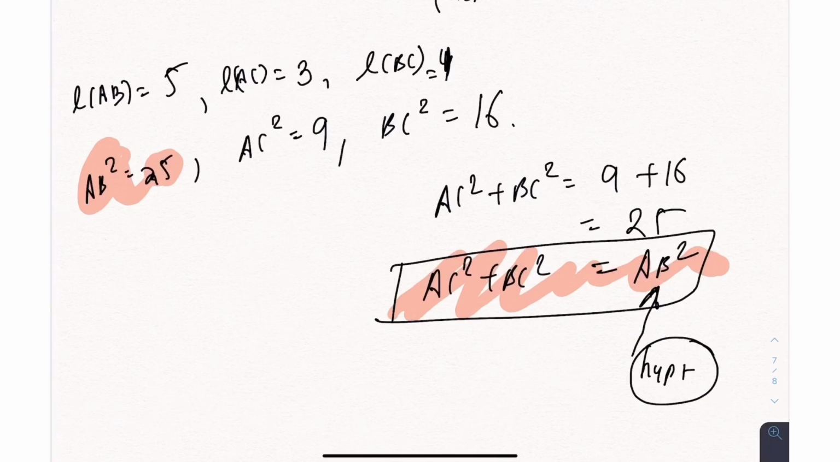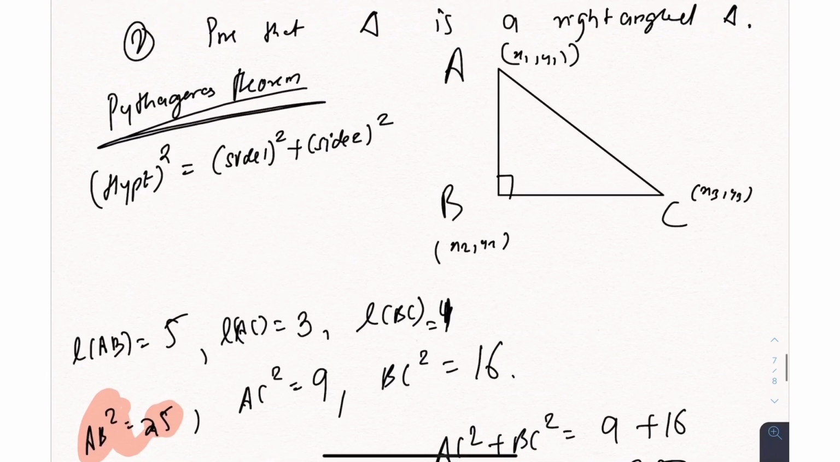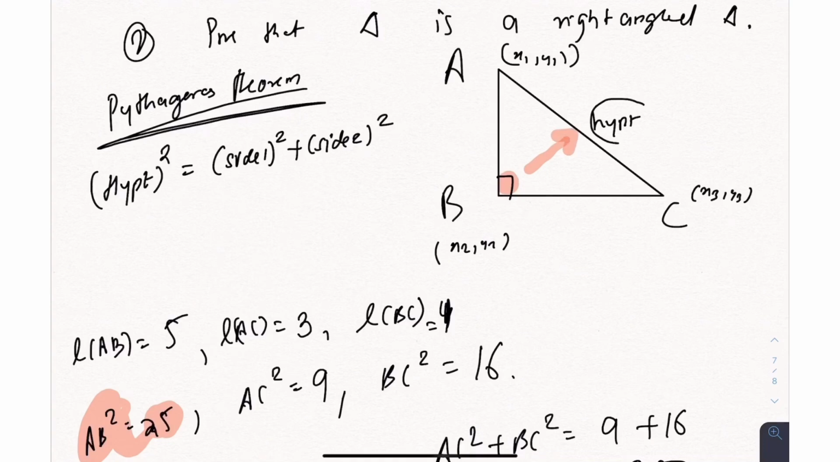Many of you may not have an idea what the hypotenuse is. It means, in a right angle triangle, this angle is 90. The side opposite to 90 is the hypotenuse. So this is the hypotenuse, this can be side 1, and this can be side 2.